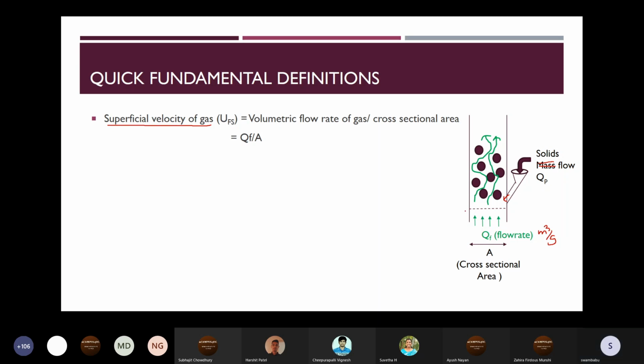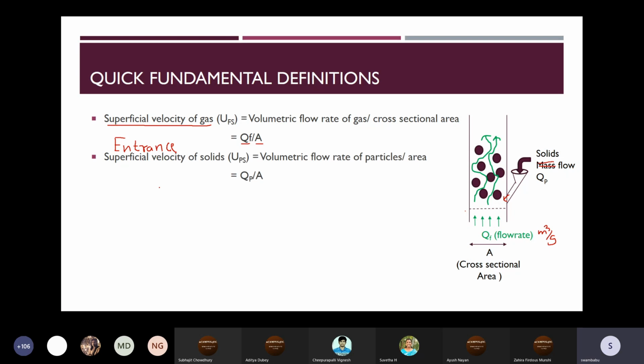Below the support plate, since there are no particles, the velocity of the gas will be the superficial velocity. That's why it is also called the entrance velocity. So we know velocity is nothing but volumetric flow rate by area: Q_F, the volumetric flow rate of gas, divided by the cross-sectional area A.